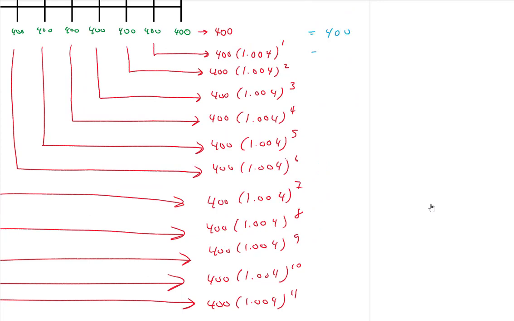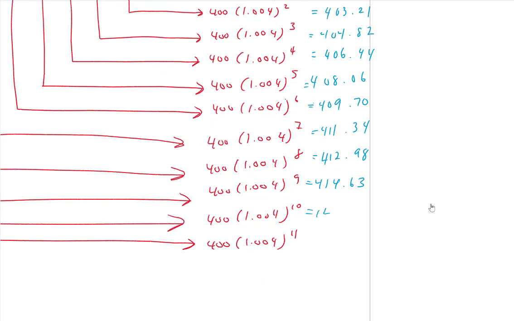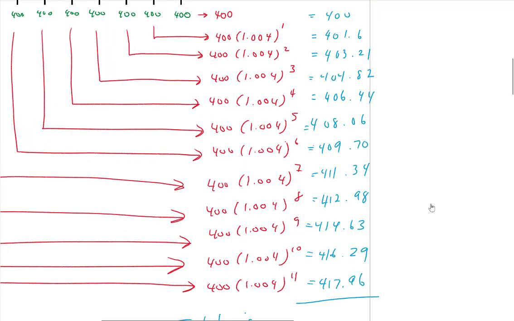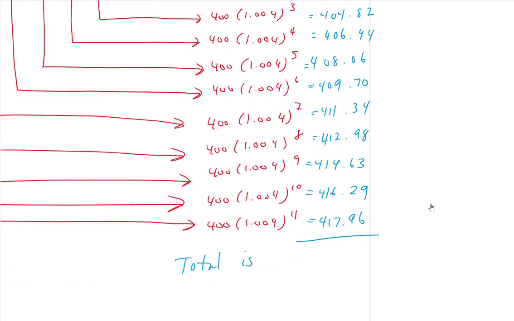So the first one, I get 400. The second one, I get $401.06 in total. The next one, I get $403.21. Then $404.82. And I'll just quickly go through the rest. And the last part is to add all these numbers up. So you can see at the end, you end up with a grand total of $4,907.03. Remembering that some of the money is money that you put into this account.